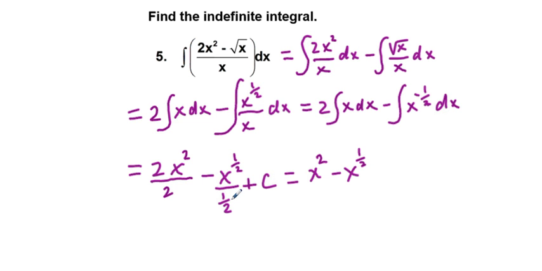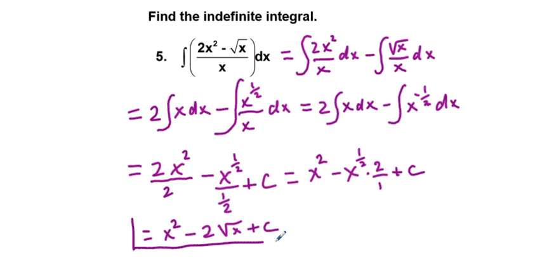And when we divide by a fraction, it's the same as multiplying by its reciprocal, so we're going to multiply by 2 over 1 plus our constant of integration c. We're going to just bring this down and finish this up. We have x squared minus, this is going to be 2, and x to the 1/2 power is going to be the square root of x, plus our constant of integration c. So here we have our problem number 5 completed. Now problem number 6.